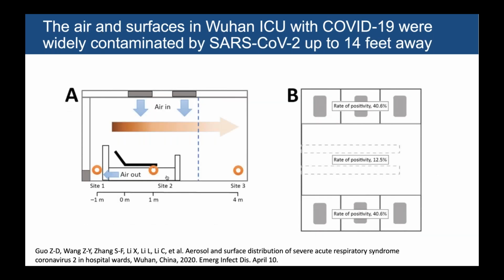One of the studies that showed that the SARS-CoV-2 virus can travel more than 1 to 2 meters is this diagram from a hospital in Wuhan. So you can see the patient bed in an ICU room, and viral RNA was found about 14 feet away, which is beyond the distance of large droplet spread. So this is just one of several studies that have made us realize that, in fact, this virus can be spread through the air for significant distances, just like SARS-CoV-1 was.